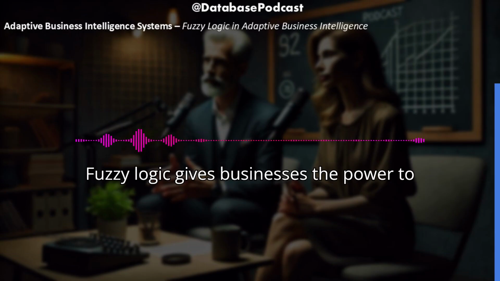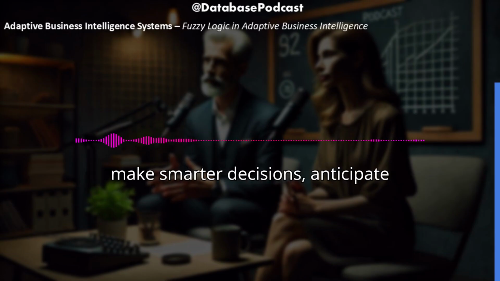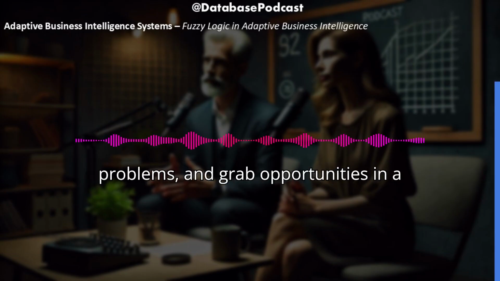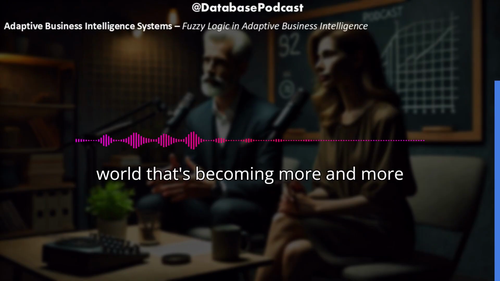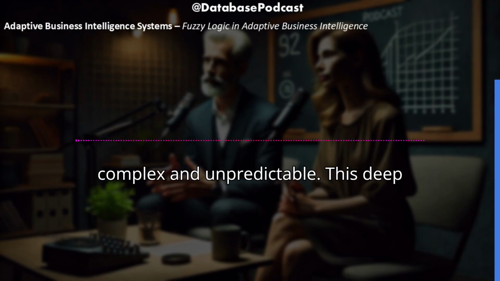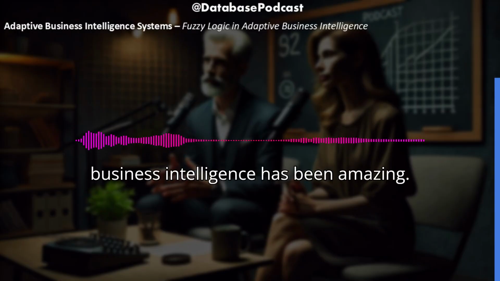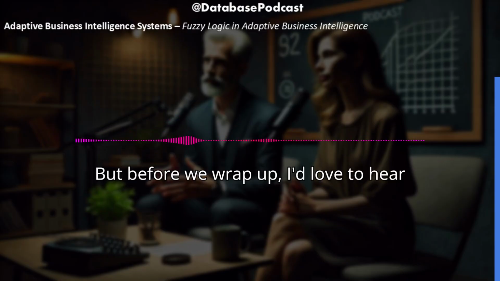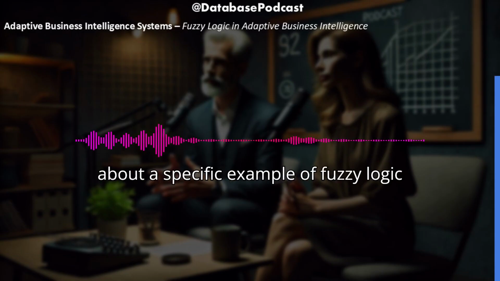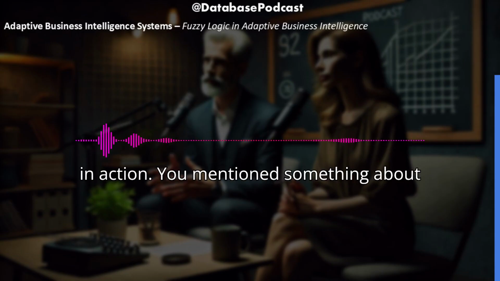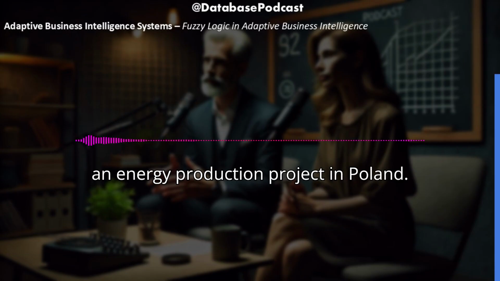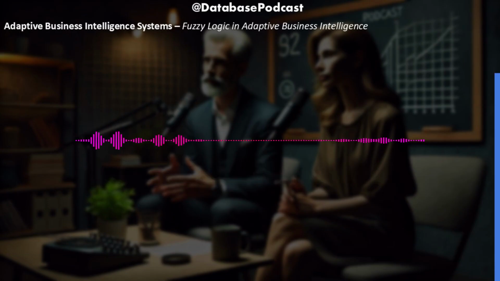Fuzzy logic gives businesses the power to make smarter decisions, anticipate problems, and grab opportunities in a world that's becoming more and more complex and unpredictable. This deep dive into fuzzy logic and adaptive business intelligence has been amazing. But before we wrap up, I'd love to hear about a specific example of fuzzy logic in action. You mentioned something about an energy production project in Poland. Can you tell us more about that? Yeah, tell me more about that.